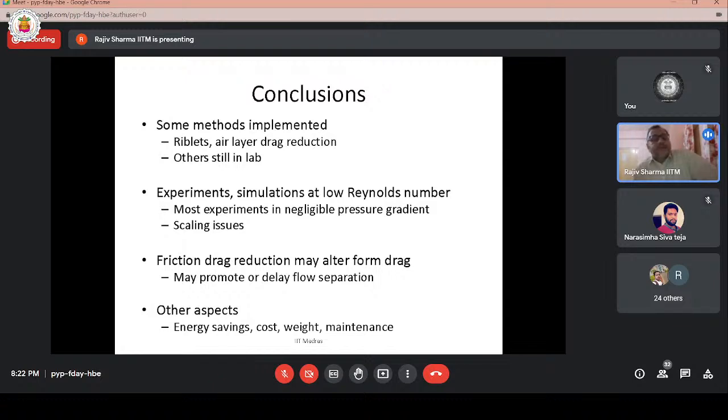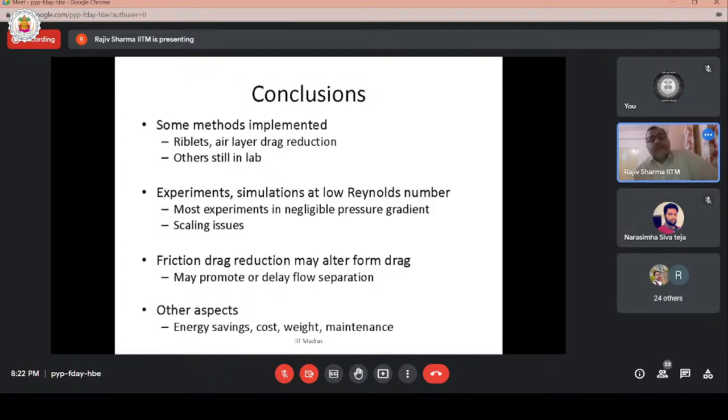Scaling issue. We really don't know what happens when we scale from 1 meter to 100 meters. Frictional drag reduction may alter the form drag. That means when you focus too much on frictional drag, you may also affect the other drags, sometimes adversely. For example, you may promote flow separation, and then you are basically paying the penalty. If you are delaying flow separation, you are better. Other aspects like energy savings, cost, maintenance, weight, all of them add to the complication.